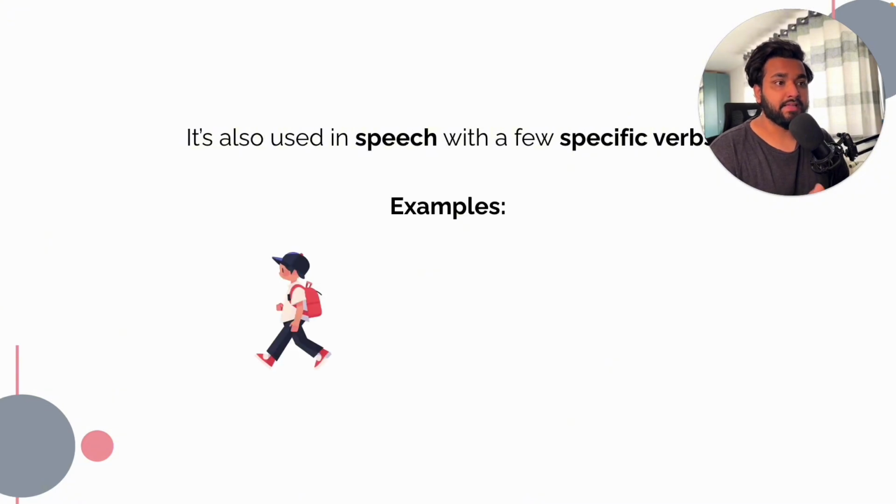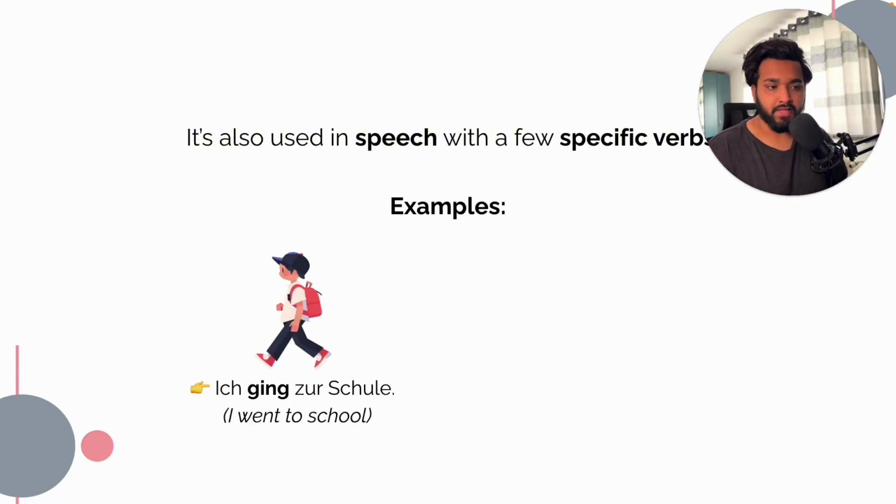For example, ich ging zur Schule. Normally, we would say ich bin zur Schule gegangen with the perfect. But with Präteritum, you don't have to use any haben or sein. You can just directly use the Präteritum form of the verb. For example, gehen in Präteritum is ging. That's why ich ging zur Schule.